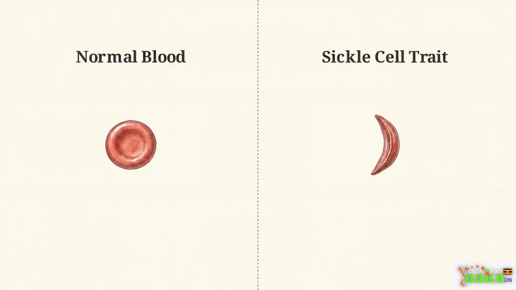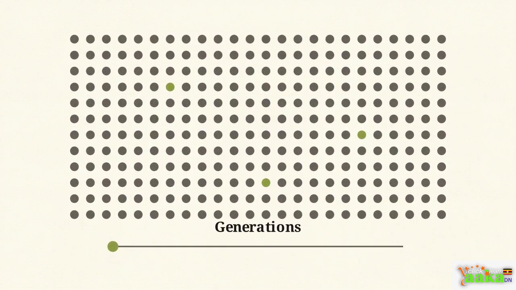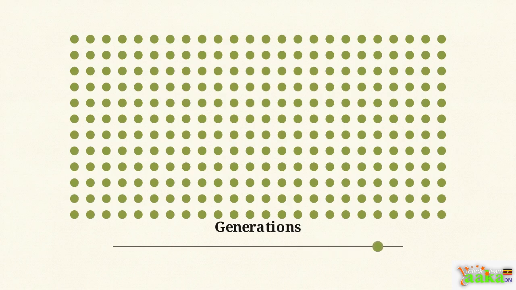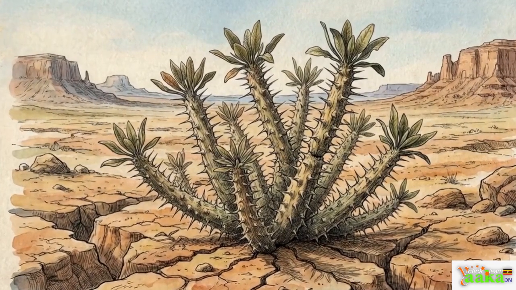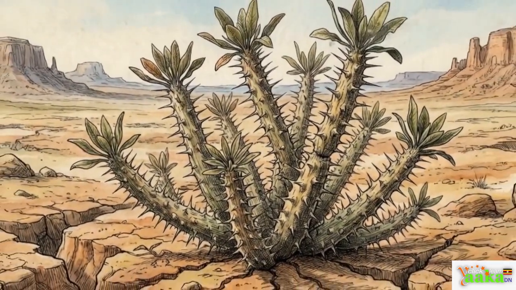But in certain environments, a mutation can be a lifesaver. In areas where malaria is common, people who carry just 1 copy of the sickle cell allele are actually more likely to survive the parasite than those with normal blood. Because these individuals are more likely to survive and have children of their own, this specific mutation becomes more common in the local population over time. This is how life slowly adapts to its surroundings, using these random genetic changes to stay one step ahead of the environment.